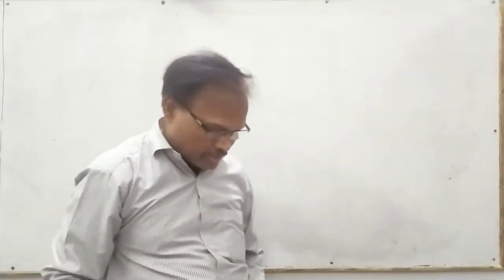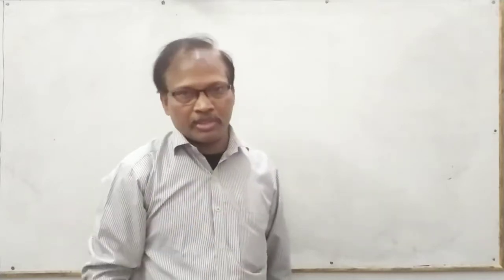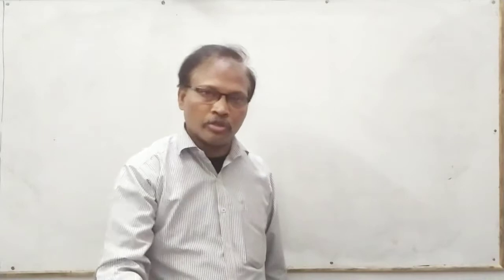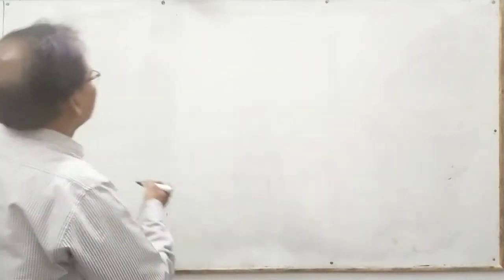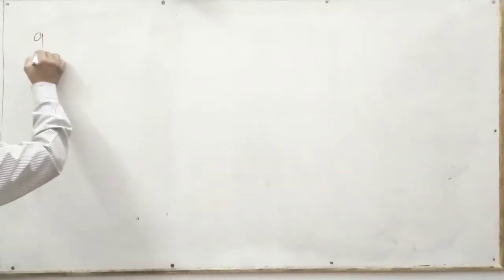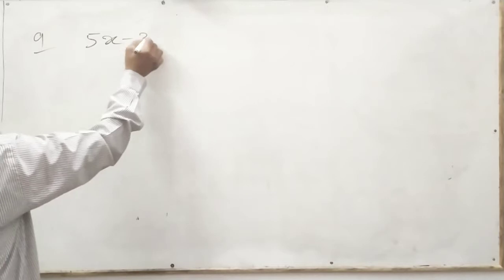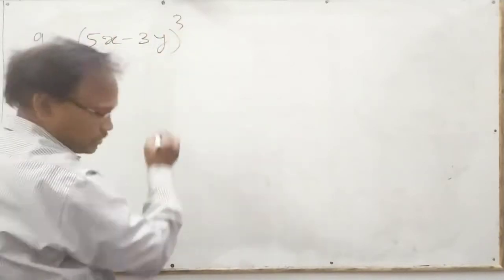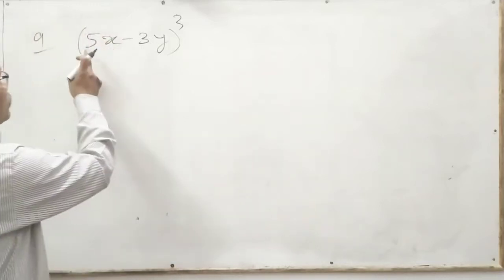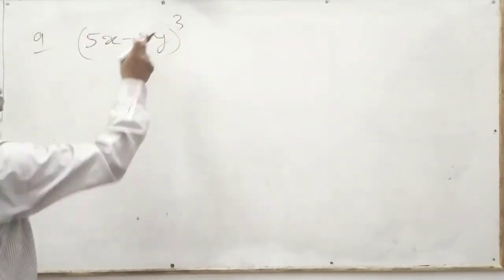Now the next one, based on the cubes. The formula of cube, also a plus b whole cube, a minus b whole cube. Directly you can put like question number here, 9 is there. 5x minus 3y whole cube. How to find? First of all, you should know the formula of a minus b whole cube.